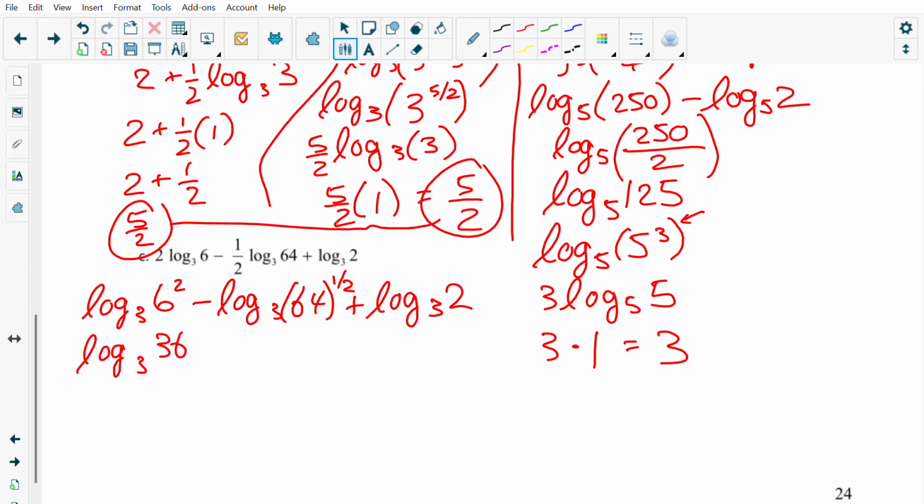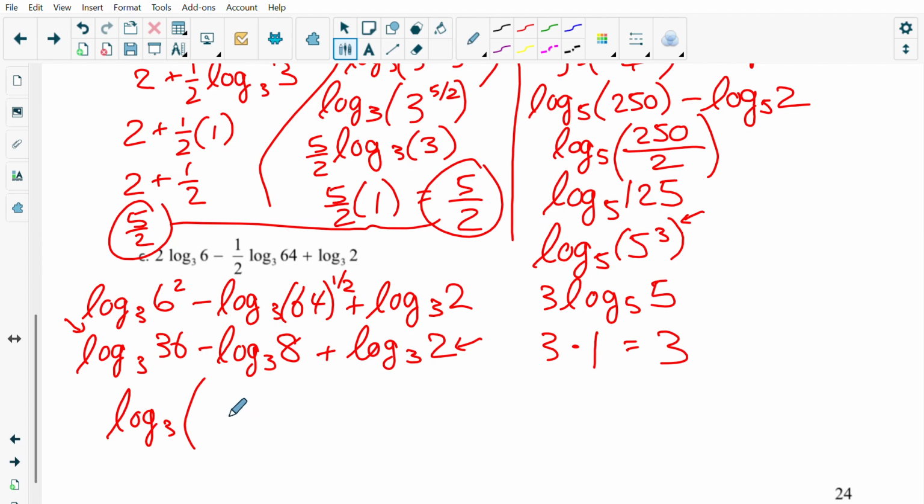Let's do this. Log base 3 of 36 minus log base 3 of 8 plus log base 3 of 2. So I want to make this as simplified as possible before I do all my product and quotient law. Okay, so let's think about it this way. I'm not going to rearrange this, but I want you to see that log base 3 of 2, this one, and log base 3 of 36, that one, we're adding those two and we're subtracting log base 3 of 8.